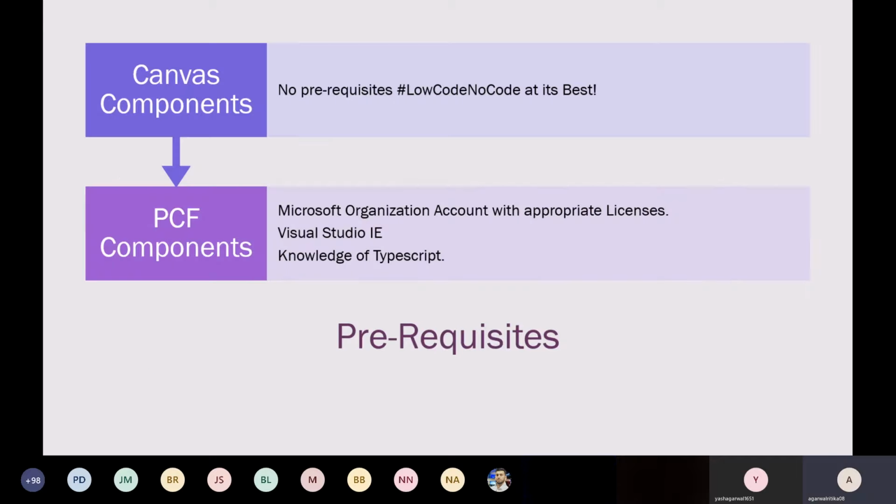Now let's go ahead and look at a few prerequisites that are needed for the components. For Canvas components, since this is already present in the editor, we can drag and drop all the controls that are available. So we do not require any prerequisites. It's just low code, no code. You can drag and drop the controls and configure the properties.